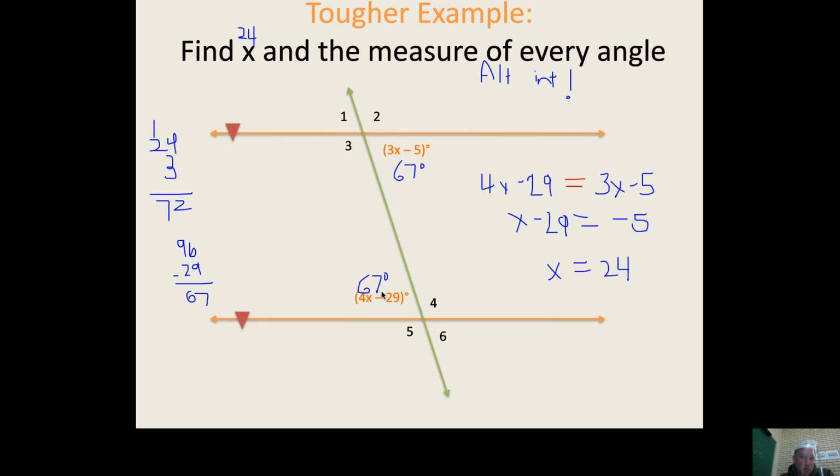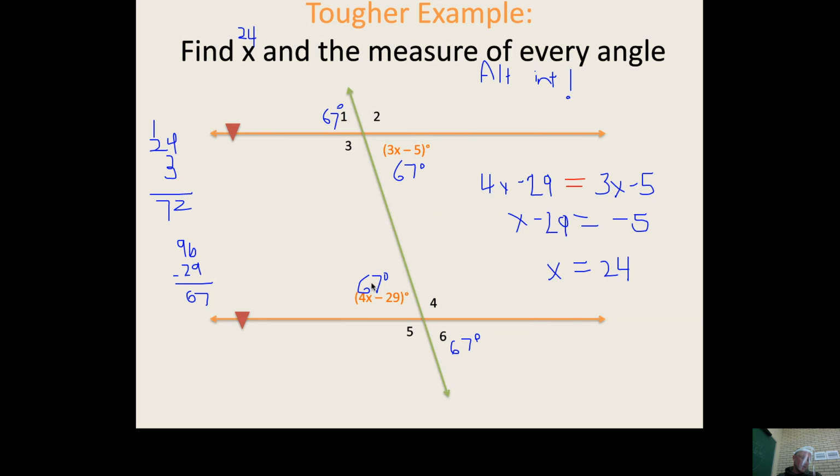We know that these corresponding angles are the same. We also knew that these vertical angles were the same, but that was last chapter. These corresponding angles are the same as well. So angle 6 is 67. You could have said these were vertical. They are, but we're trying to use the terms from this chapter.